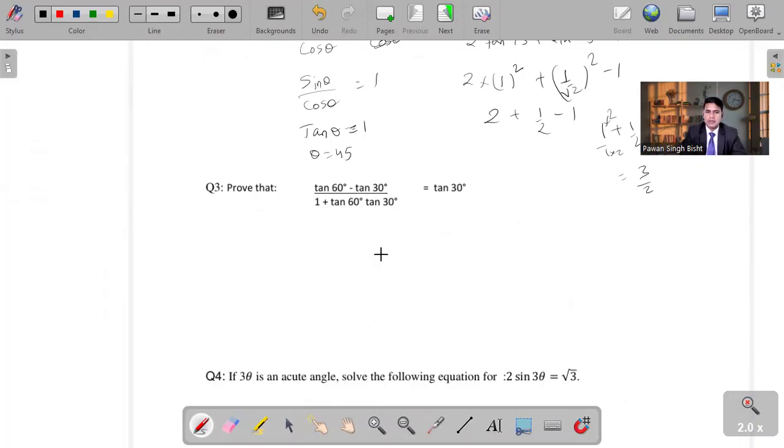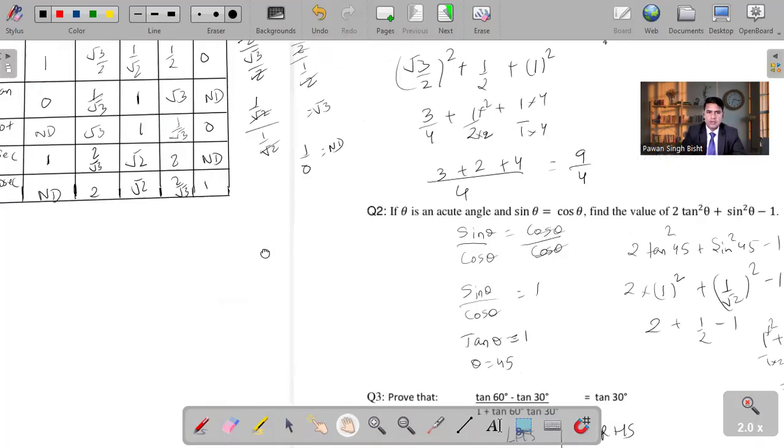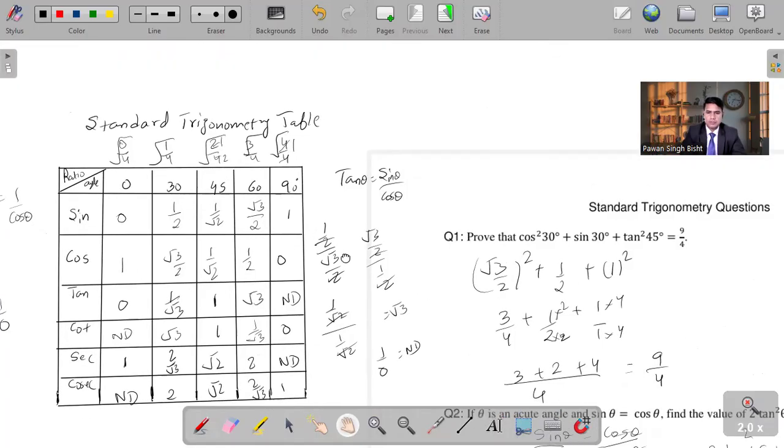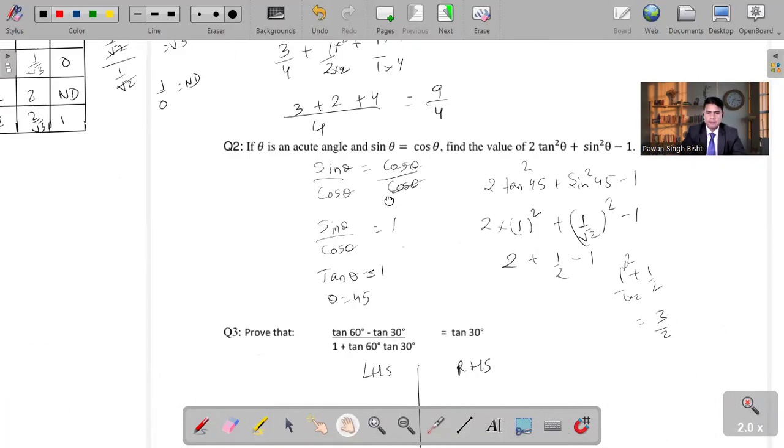Okay, see the trigonometric table. Whenever you have this type of proving question, we solve the left-hand side and right-hand side separately, because we are proving something, so we cannot take them equal. We have to take them separately, right? So tan 60 value, as you can see from the calculator, is root 3, and tan 30 value is 1 upon root 3. So I will put it here.